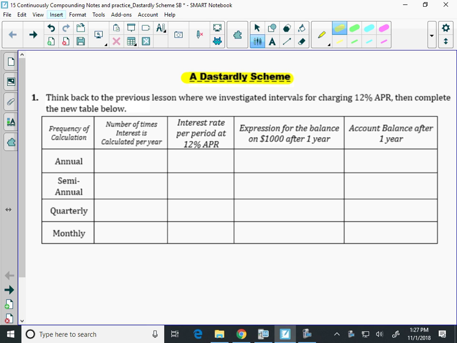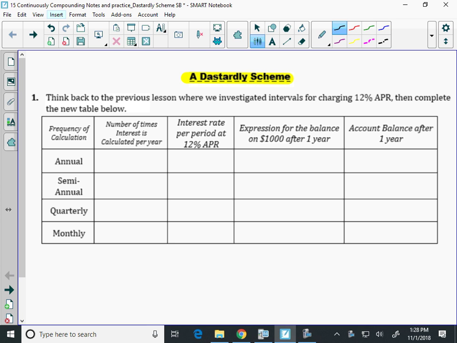Yesterday, in a semi-different but kind of the same way. So we're going to think back to yesterday's previous lesson, and we talked about if you were charged 12% interest on your credit card, what happened when you took interest a different number of times. So let's review what these words mean.